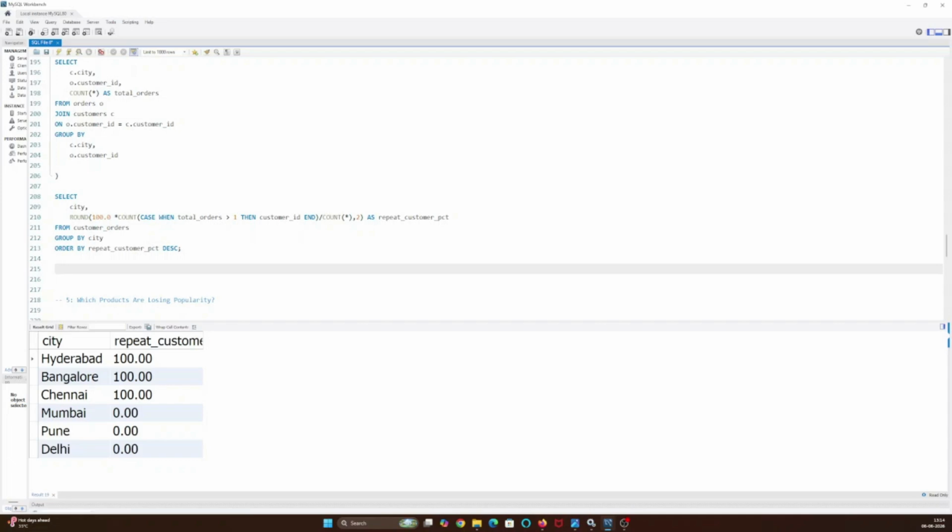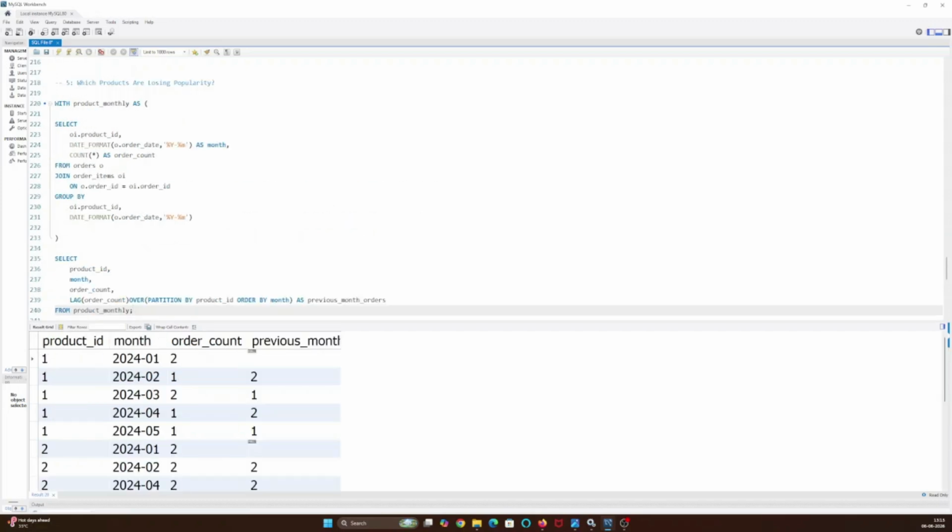Problem 5. Which products are losing popularity? Every product eventually reaches one of two paths. It either grows or declines. Management wants to know which products are trending downward. Let's find out. First, we calculate monthly order counts for each product.